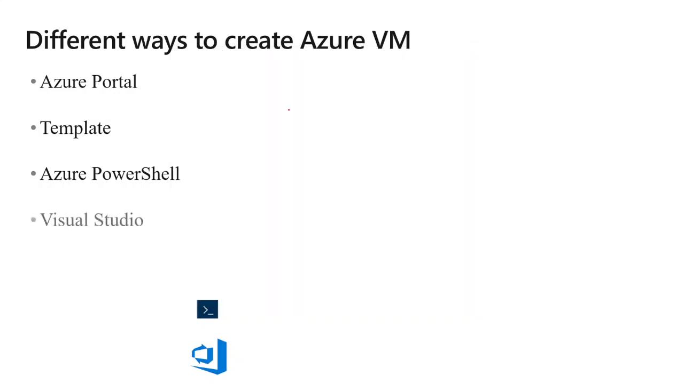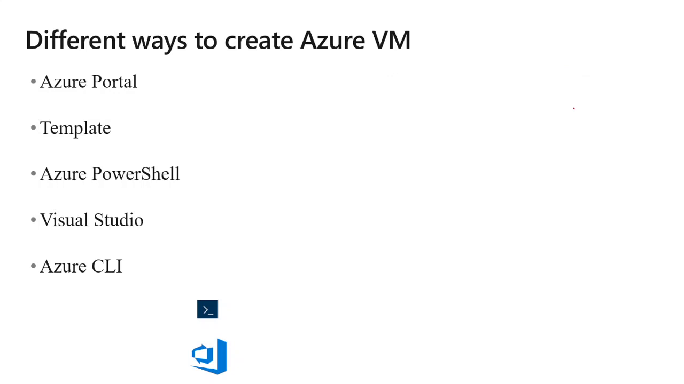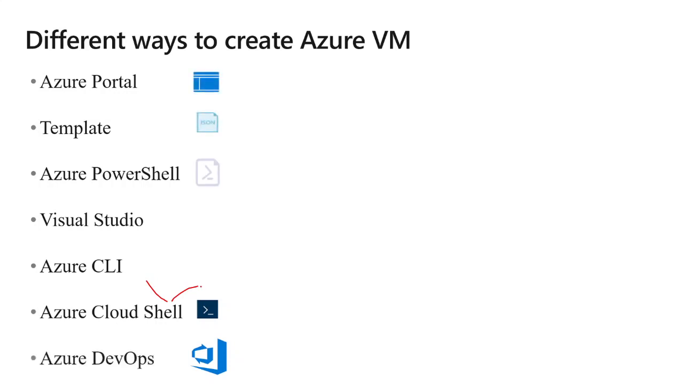You can use Visual Studio. You can use Azure CLI, the normal command prompt, CMD. You have to install a CLI tool to support your command prompt on your laptop. Or you can use Cloud Shell. We have seen the Cloud Shell. We have two types: a Bash shell and a PowerShell, which we can use to deploy resources. Or finally, we can use DevOps. So there are various deployment methods we can use to deploy resources.